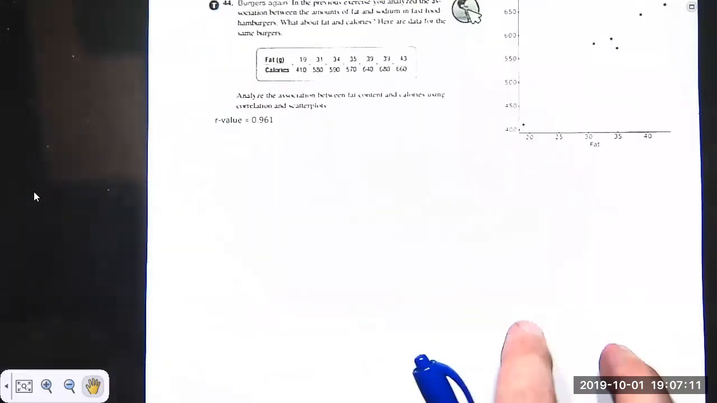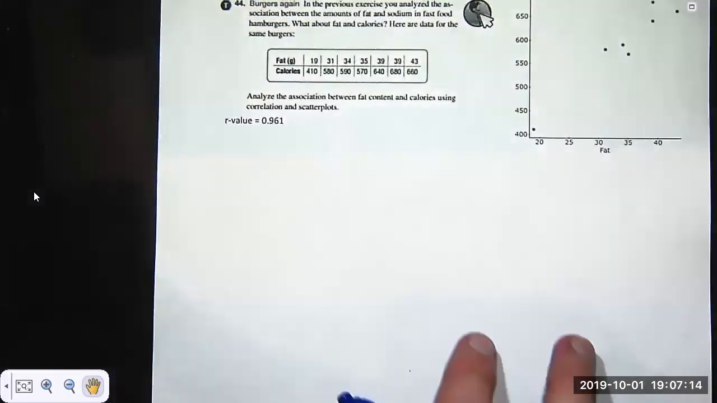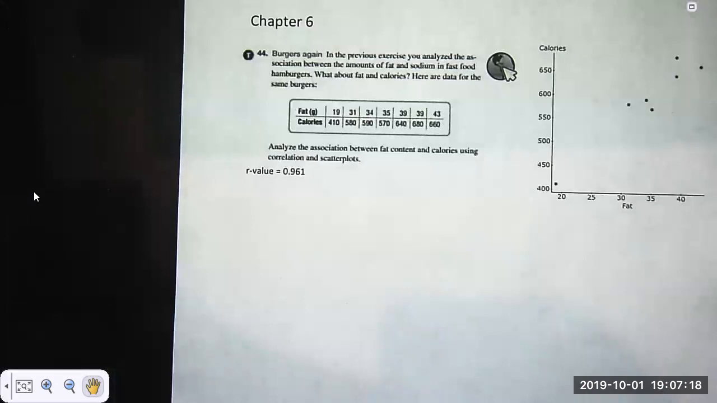So let's get on to chapter 6. I've got 2 pages left. So I've got chapter 6, and then I've got one for chapter 7 as well, and we can call it good for tonight, unless you have more questions.